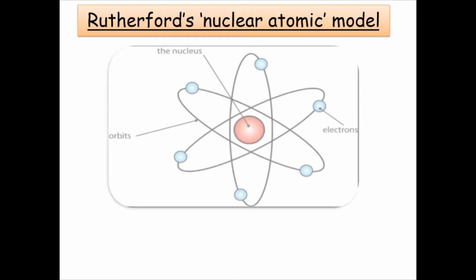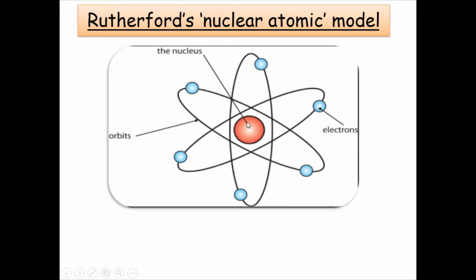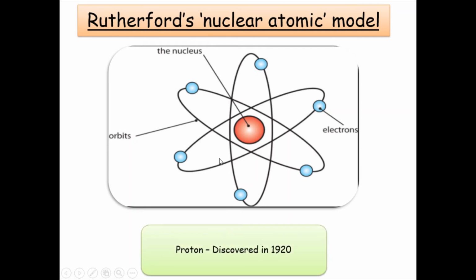Through working with Geiger and Marsden, Rutherford had found that the nucleus was in the center of an atom. He was the first person to propose this. He also said that electrons orbit the nucleus. We come up with this model here called the nuclear atomic model. Now, this model is different from the plum pudding model because there's loads of empty space, and the nucleus at the center is very, very small. So things can pass right the way through this structure. He had also discovered the proton in his work on this. The proton was discovered in 1920.